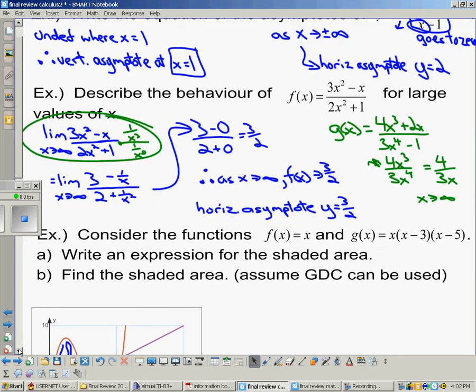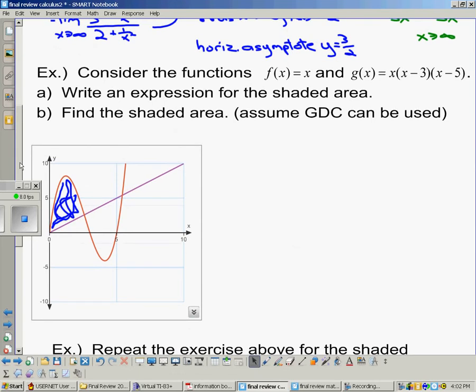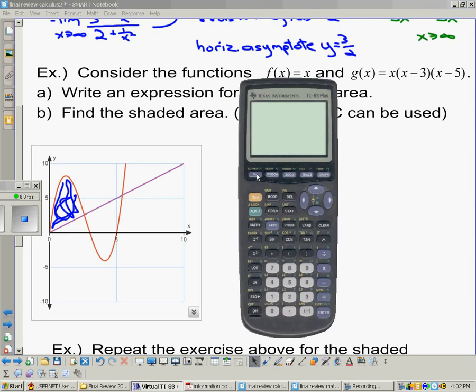Okay, consider the functions f(x) = x and g(x) = x(x - 3)(x - 5). Write an expression for the shaded area. Okay, assume that these are going to be GDC questions. So the first step might be to actually put in these functions. The first function is x, the next one is x(x - 3)(x - 5).